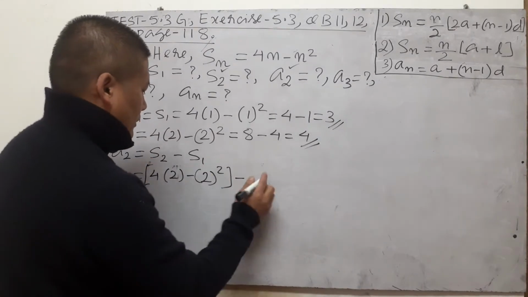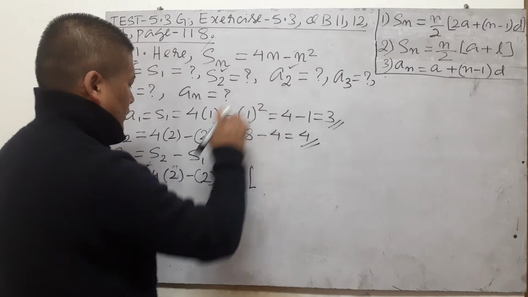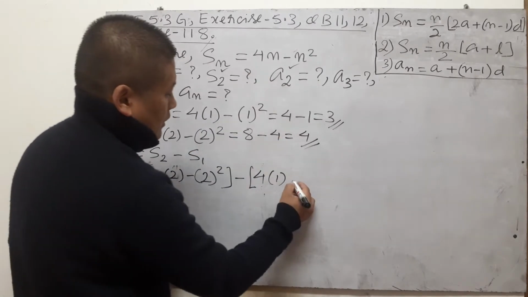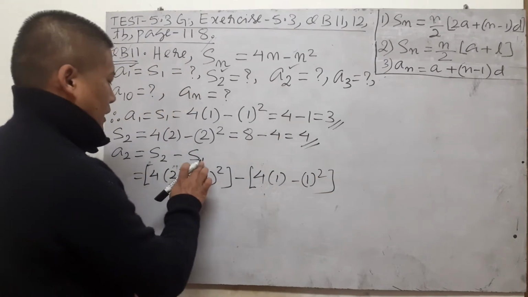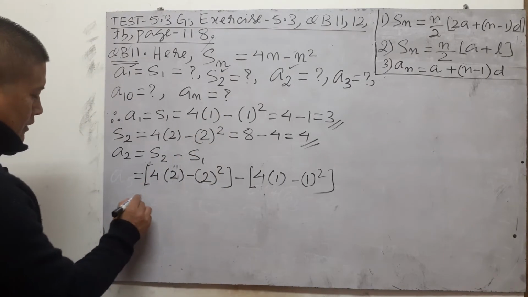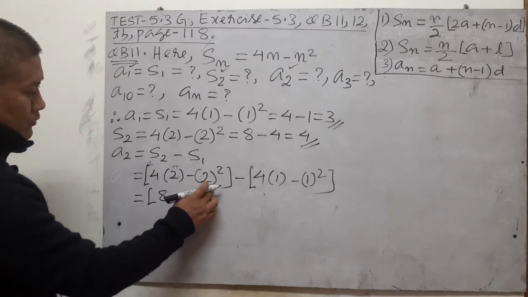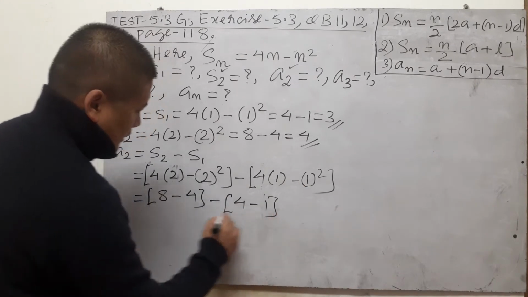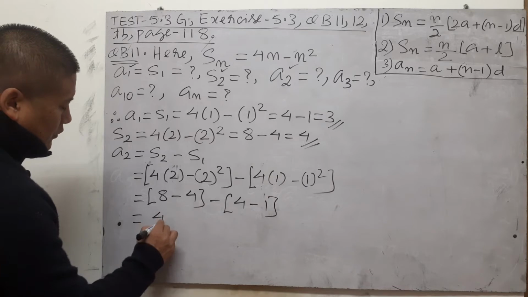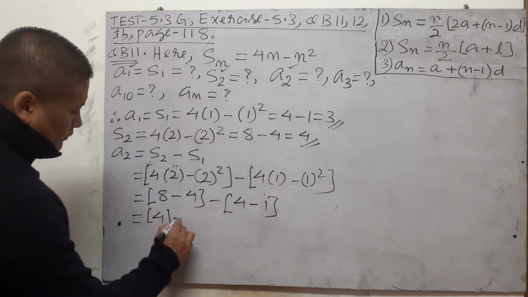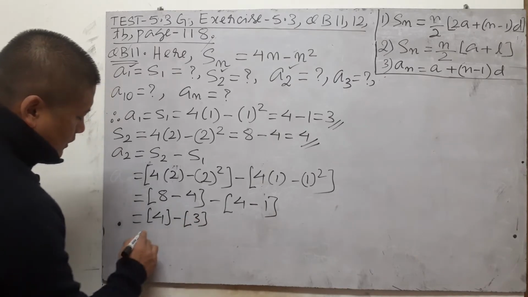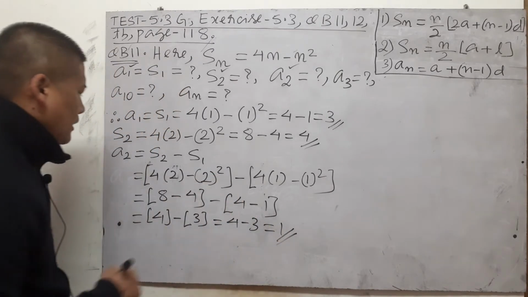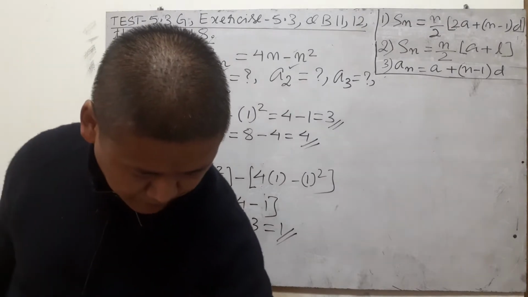S2 minus S1 will be, Sn is 4n minus n square, so S1 will be 4 into 1, because n is 1 now, minus n square means 1 square. So this will be 4 2s are 8 minus 2 2s are 4, minus 4 1s are 4 minus 1 1s are 1. So 8 minus 4 is 4, minus, here 4 minus 1 is plus 3. So you're going to get 4, remove the bracket, minus in the plus, 4 minus 3 is 1. So the second term A2 is 1. Same as book answer, yes.